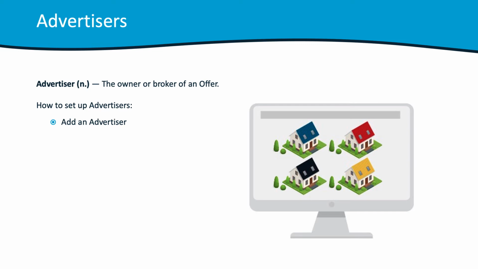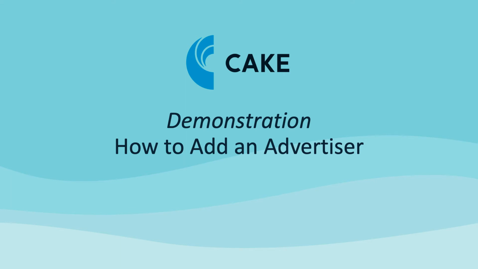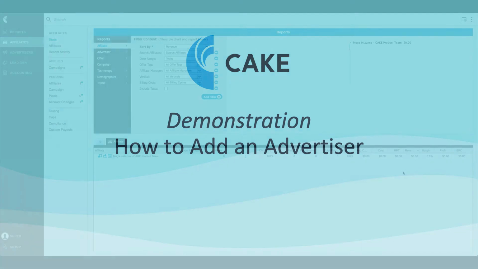But in the scenario where you are buying lead data from an affiliate and then selling that lead data to a buyer, the advertiser is more often than not you. You are typically the advertiser because you are the one managing the offer and the type of data that you are collecting. So in that case, we will show you how to go through the process of creating an advertiser very quickly so that we can move on to creating an offer.